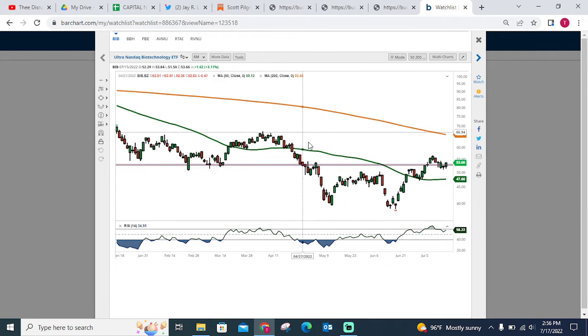Okay, so these are these biotech plays, right, that we were talking about, and this line was of importance to us. We really wanted to stay above it. We went down, came up. This could be very exciting.